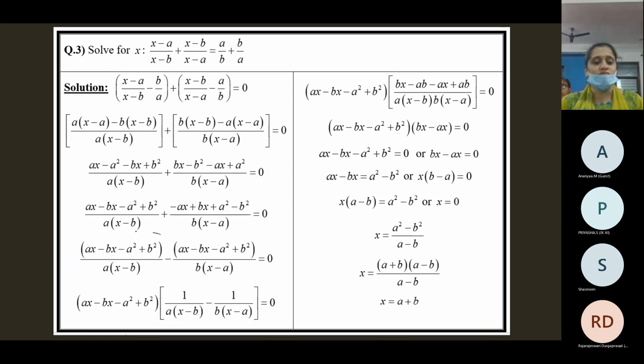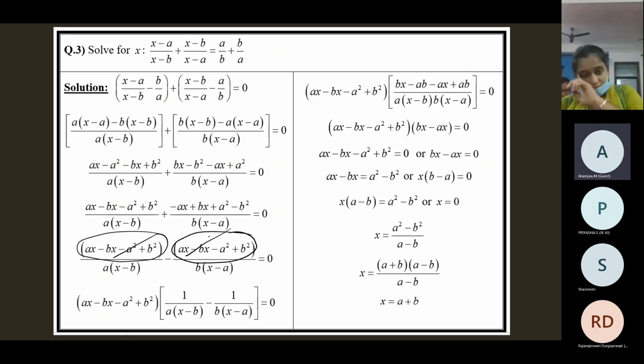This one, right? You're talking about this one, right, Ananya? Yes. ax minus bx minus a square. Yeah, when you cancel this, you will lose one value for x. You will not get both the values of x. So it's better not to cancel. You should not cancel the terms that have x in them because you lose the value of x.